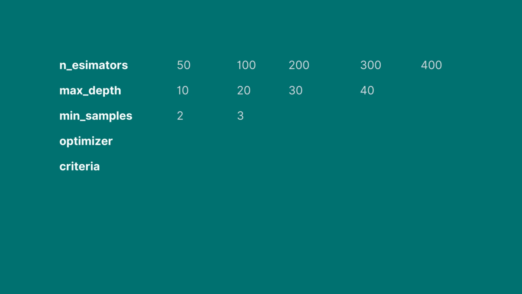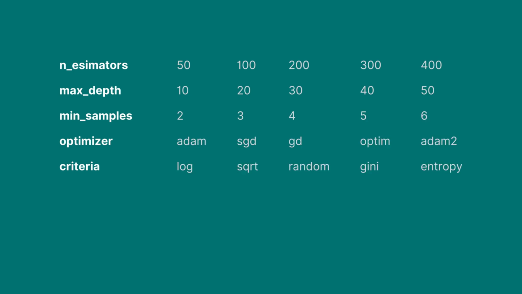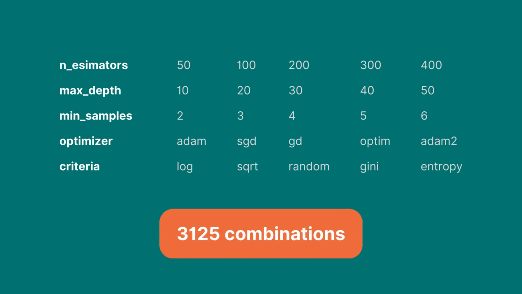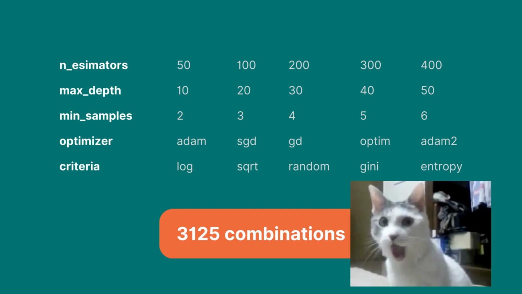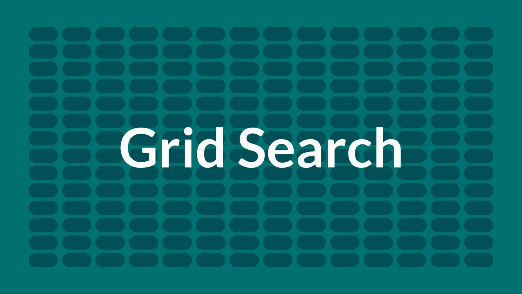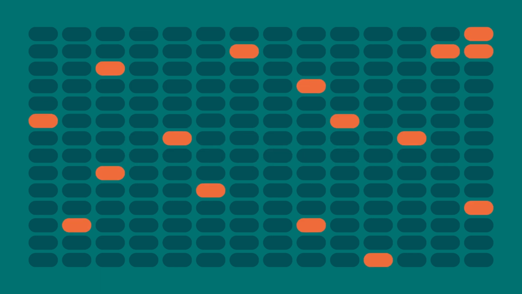For example, if you have 5 hyperparameters and each has 5 possible values, you have 25 different models to train and test. Instead of trying out all possible combinations, which is called grid search, you can employ smarter ways to find the best hyperparameter values to save time.